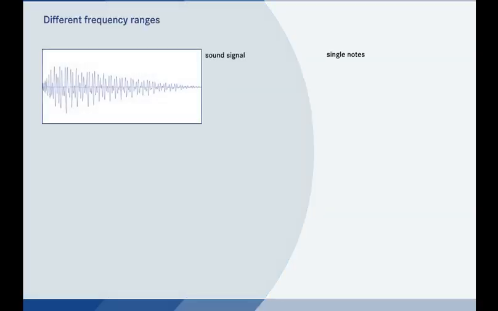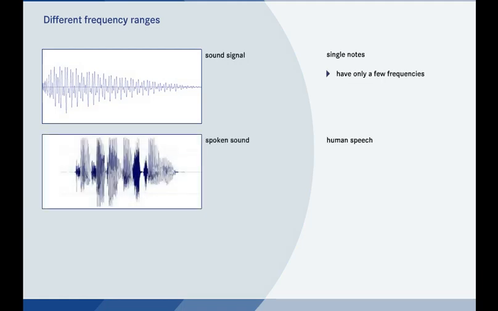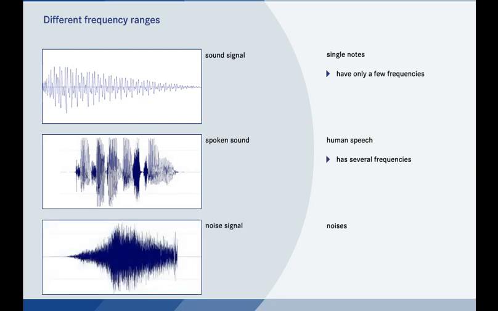Single notes have regular oscillations and do not contain many frequencies. Human speech is less regular and is made up of several frequencies. The oscillations of noises are totally irregular, as a noise consists of a large number of frequencies at the same time. Click on the speaker symbols next to the diagrams to compare the sounds of the various examples.